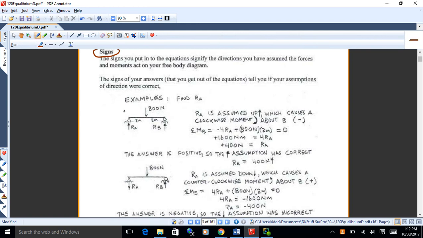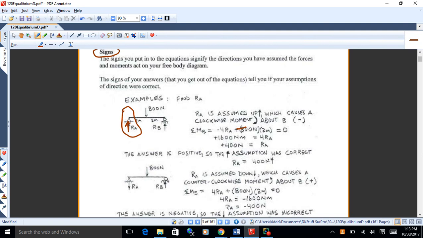So let's just have a quick look at signs here. Let's say we want to find this reaction at A. I would model it, I would see that's a pin joint. So I've got an upward reaction there. I'm ignoring RAX, it looks like. It's on there, but I'm ignoring it. Okay. So let's say I want to find RA. I'm assuming it's up over here.